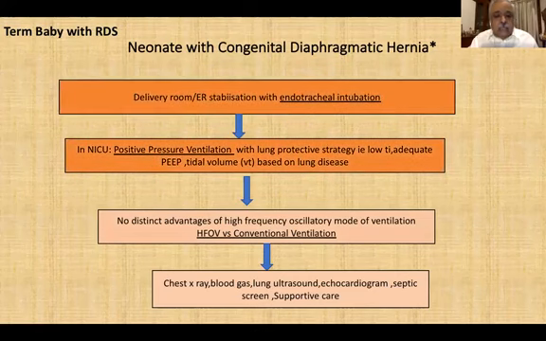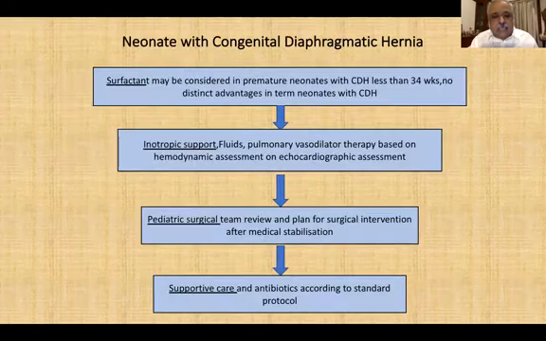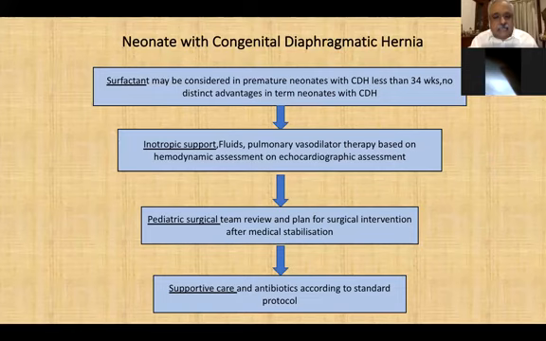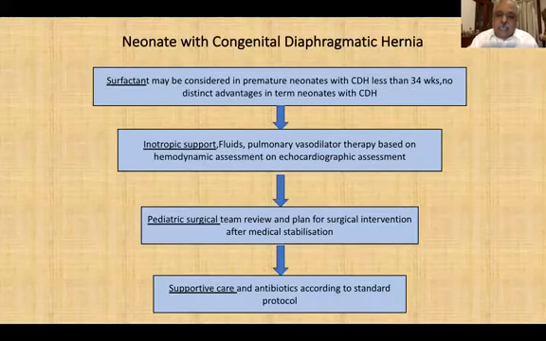And then you may closely monitor and decide whether surfactant needs to be given, especially if the lungs are bad, and you may give surfactant. Hemodynamic assessment: pediatric surgeons will only operate once the child is hemodynamically stable and the child's pulmonary hypertension is slightly better. Maybe after 48 hours after the birth, they may decide. And of course, supportive care.